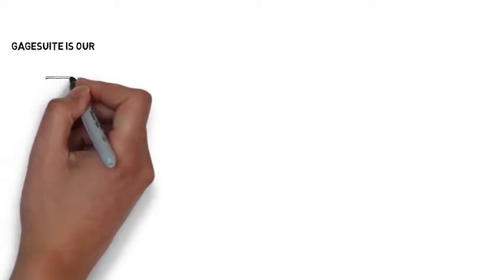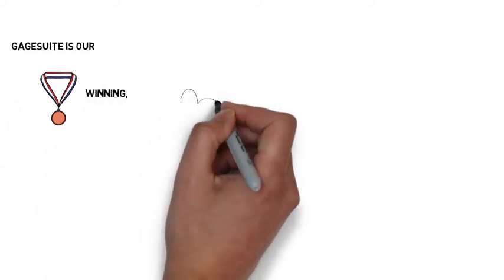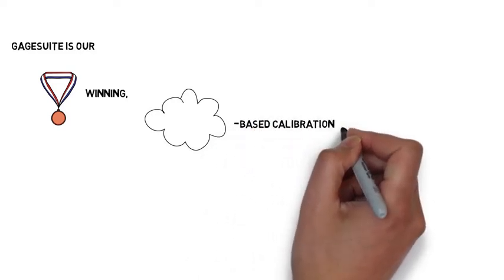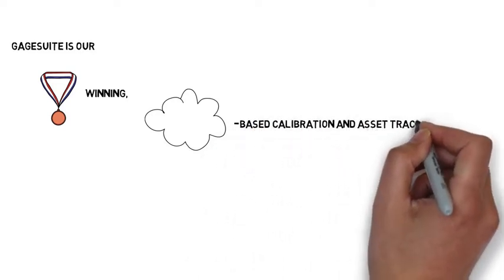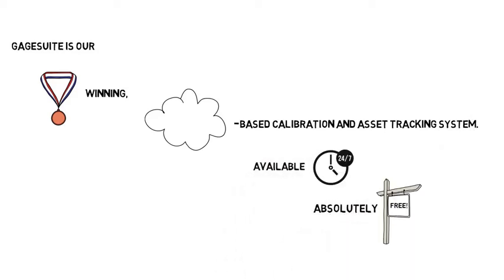GageSuite is J.A. King's award-winning, cloud-based calibration management and asset tracking system. It is available to all of our customers 24 hours a day, 7 days a week. Best of all, it is absolutely, completely free.